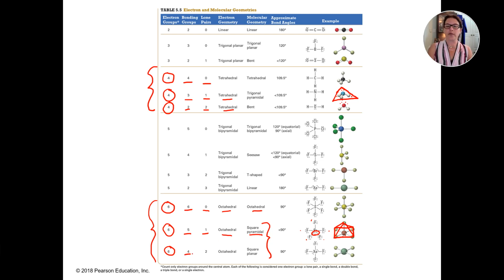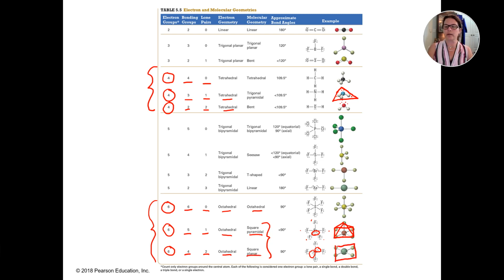Now, 4 attachments, 2 lone pairs. 1, 2, 3, 4. Here are my lone pairs. All of these for electron pair geometry are going to be octahedral. For molecular shape, because we ignore the lone pairs, it's just square planar.